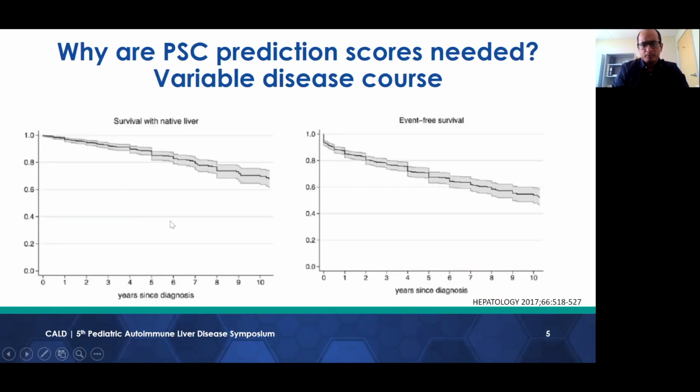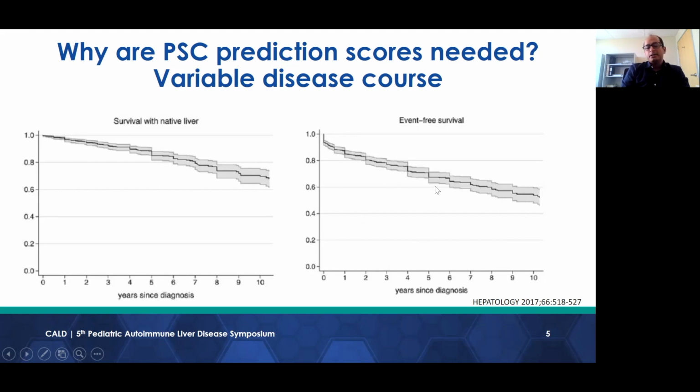Now, why are PSC prediction scores needed in the first place? We all know that PSC has a variable disease course. Shown here on the left is survival with native liver in pediatric PSC patients. And as you can see that about 85% of pediatric PSC patients and about 70% of pediatric PSC patients are alive with their native liver at 5 and 10 years after diagnosis.